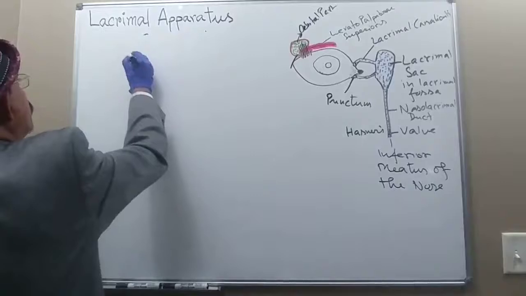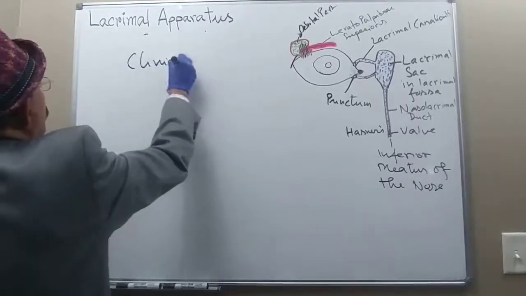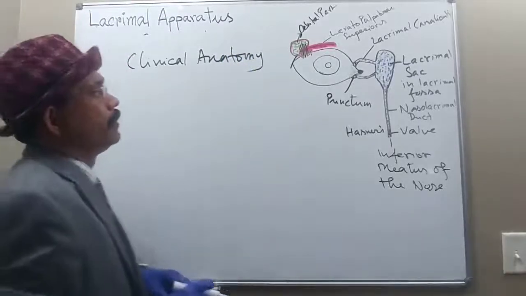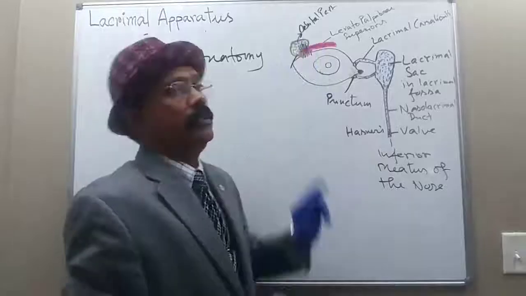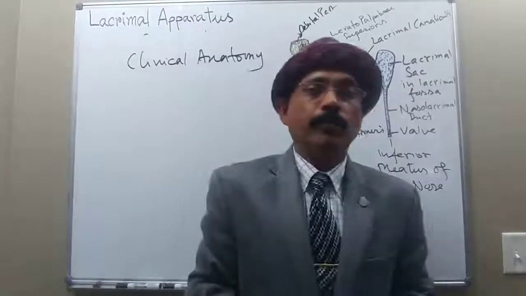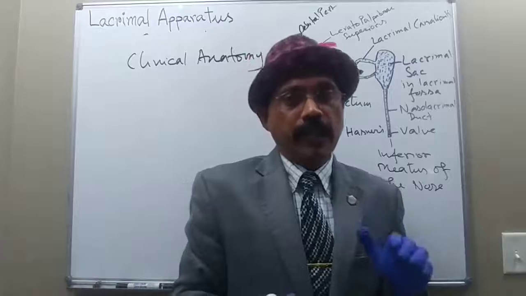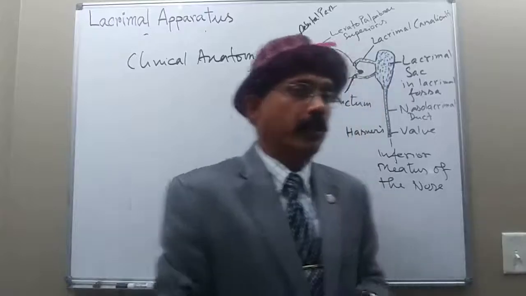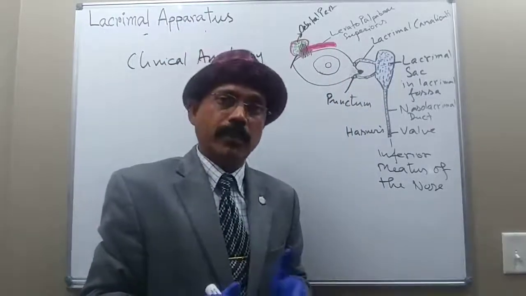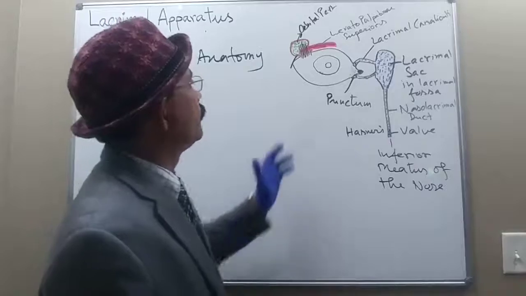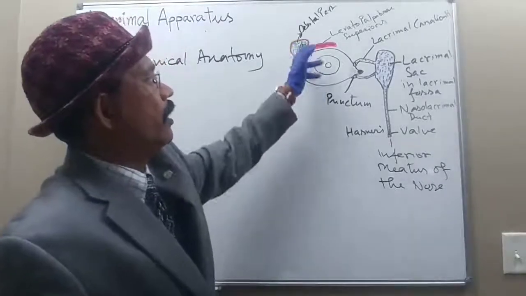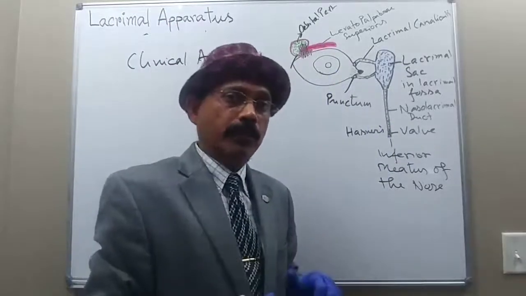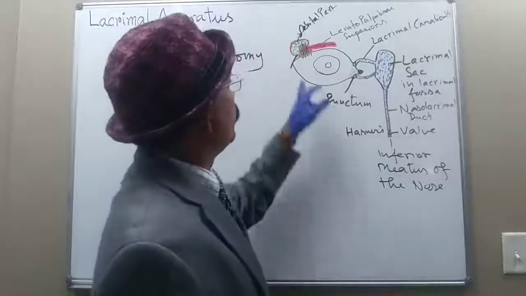Now we'll learn some clinical anatomy. Okay, so this gland may not secrete, so we may get dryness of the eye, especially in postmenopausal women. Okay, there may be keratoconjunctivitis sicca due to lack of secretion. In other autoimmune diseases, we may have a problem here, and there will be lack of secretion and dryness of the eye. Okay, this is one problem.